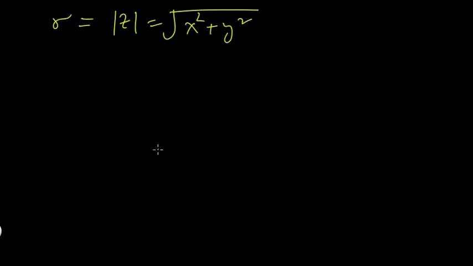Now we know that mod of z is equal to under root x square plus y square, which is also called r, the modulus, in polar terms.